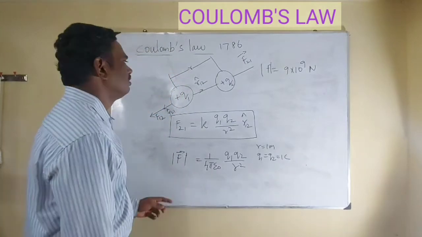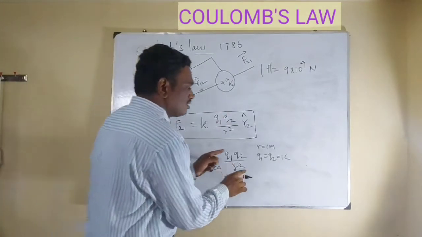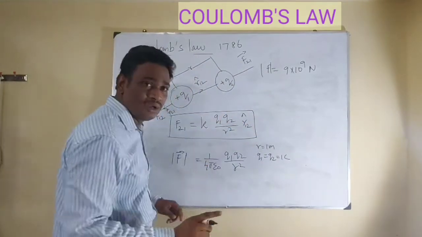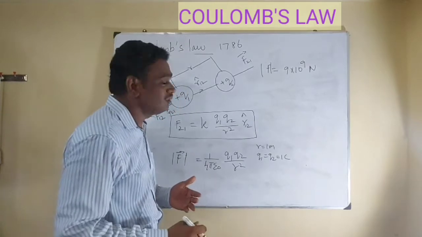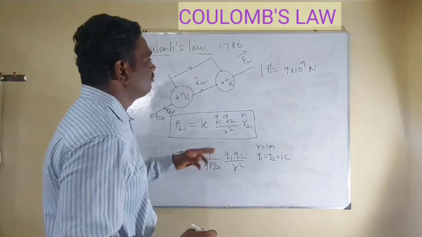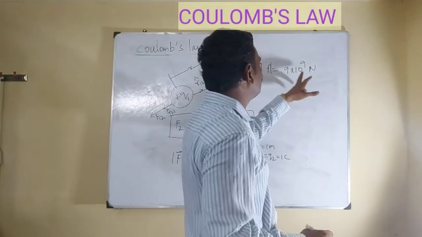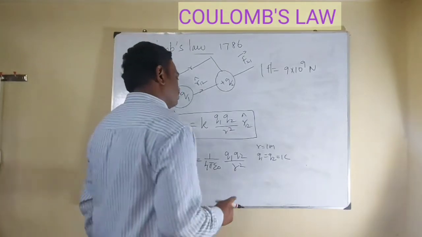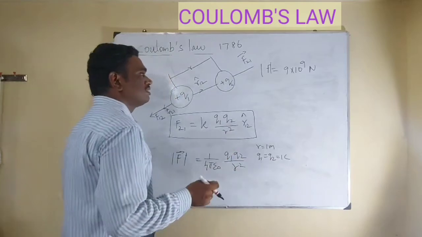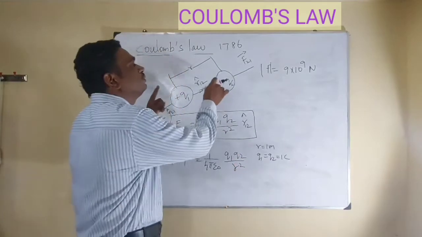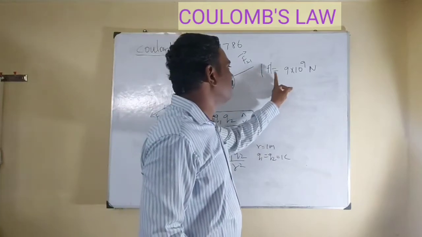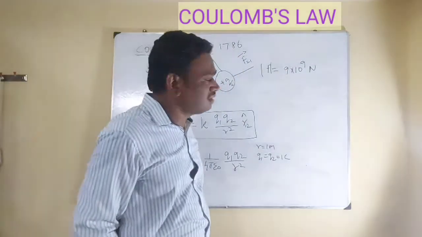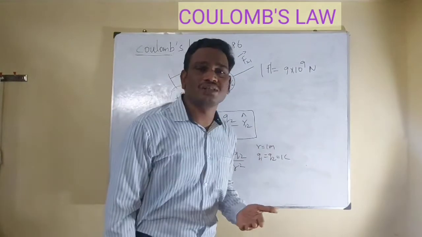It means the charges are said to be 1 coulomb if the distance between the two charges is 1 meter and they are placed in vacuum or free space. Then the force that exists between the two charged particles is 9 into 10 power 9 Newton. So what is 1 coulomb? 1 coulomb is the charge for which the force between the two charged particles has magnitude F equal to 9 into 10 power 9 Newton. And this is a very large value.